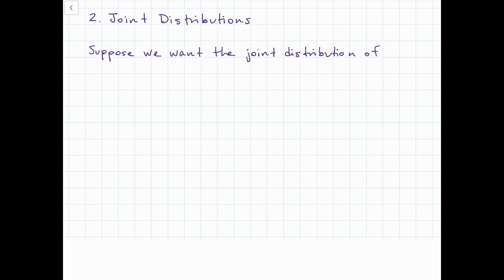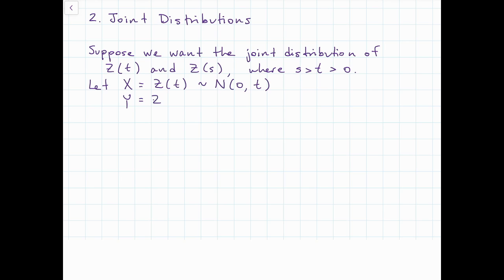All right, the next property is talking about the joint distributions of the values at 2 points in this process. If we wanted the joint distribution of, say, Z(t) and Z(s), where s is greater than t and both are greater than 0, we could define the following. Let's let X equal Z(t), we know that's normal(0, t), and Y is going to be the increment, Z(s) minus Z(t), and we know from the previous video that this is normal with mean 0 and variance equal to the difference in the times, so s minus t.